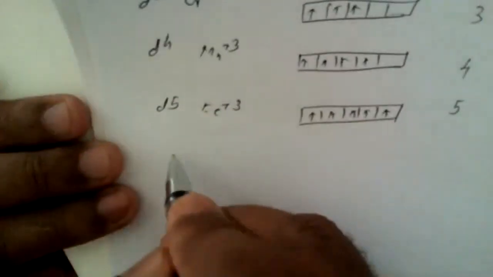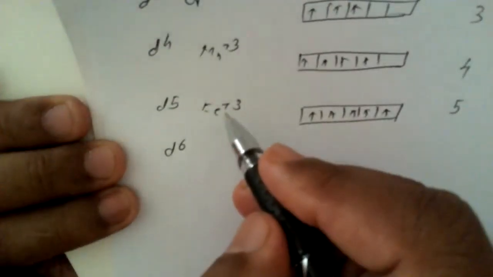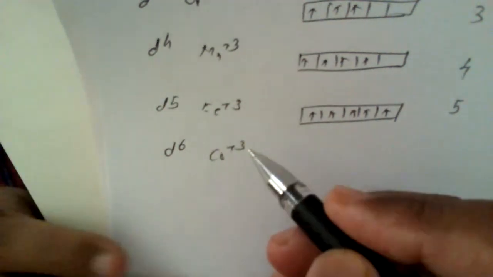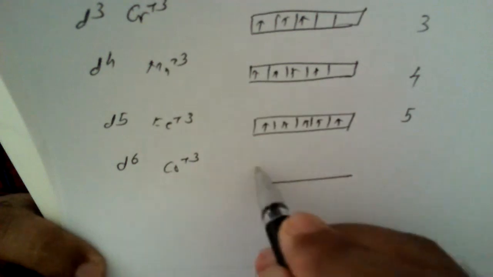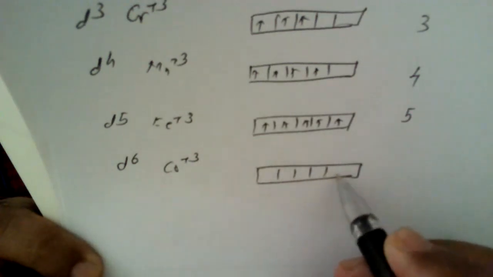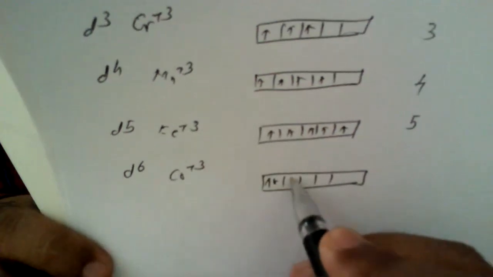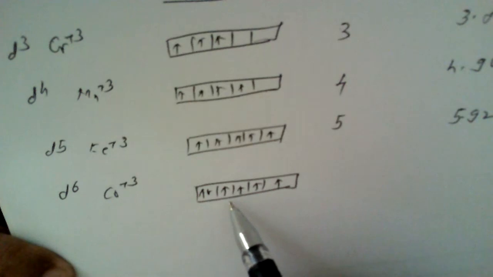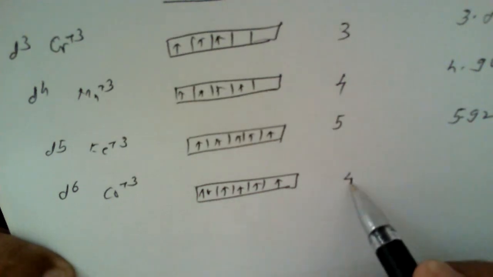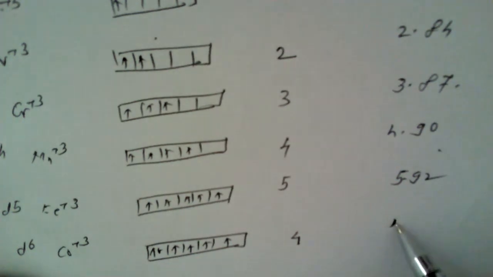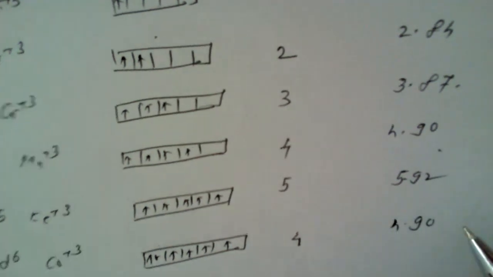Now D6 case. The example is cobalt plus 3. If you refer to your oxidation states, then cobalt plus 3 is having D6 case. So D6 means, here, if you count the total number of unpaired electrons, those are 4. And for 4 unpaired electrons, magnetic moment is 4.90.